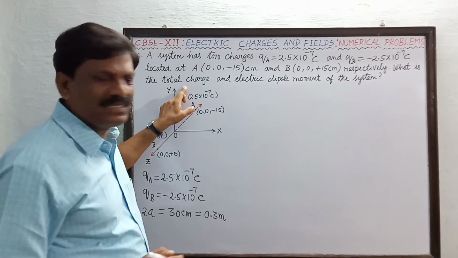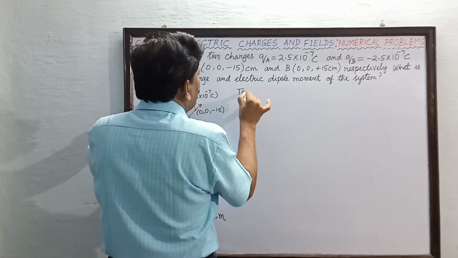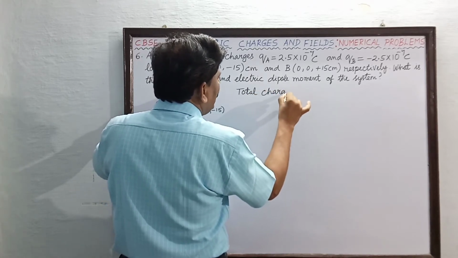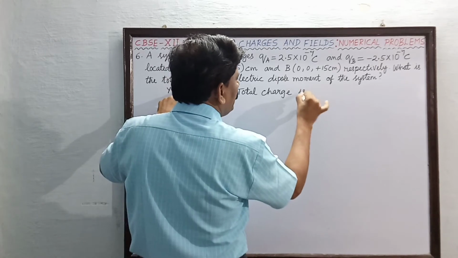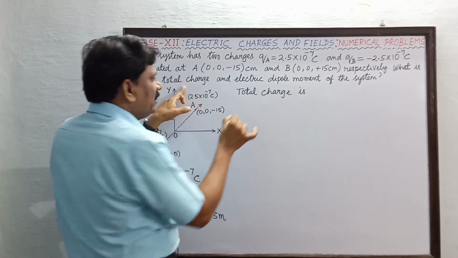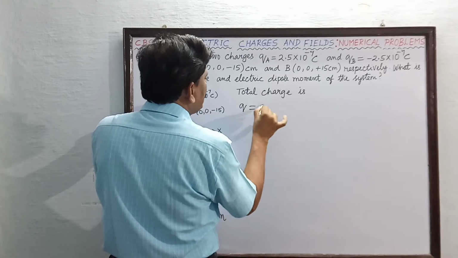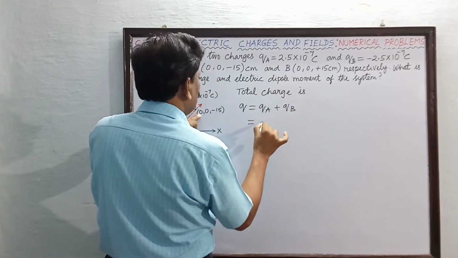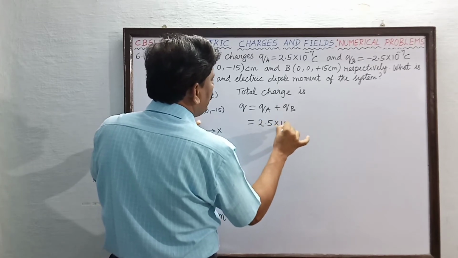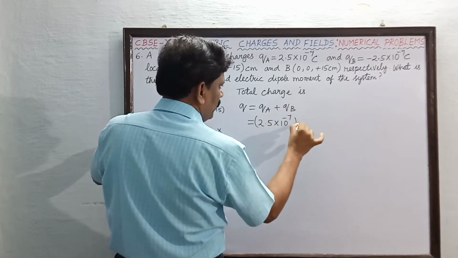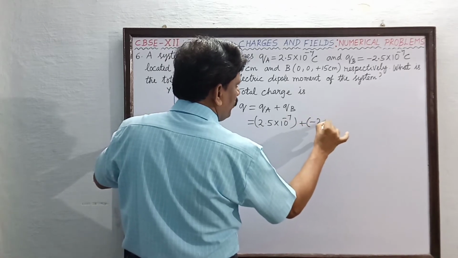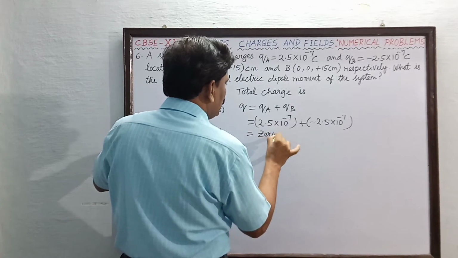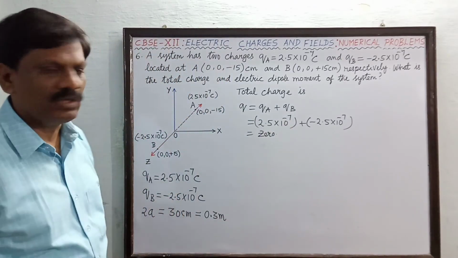The total charge is asked, is it not? So the total charge: one is positive, the other one is negative. They are equal in magnitude and opposite in polarity. Therefore the total charge Q is equal to QA plus QB, and this is equal to 2.5 into 10 power minus 7, plus minus 2.5 into 10 power minus 7. So this is equal to what? 0. The net charge is 0.